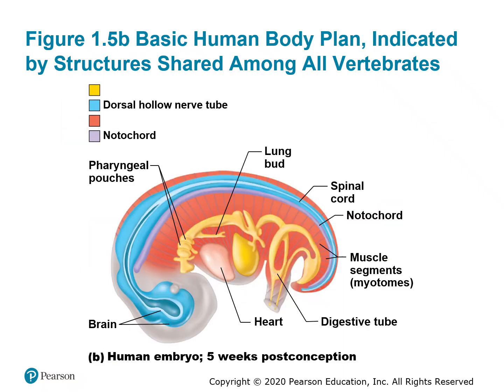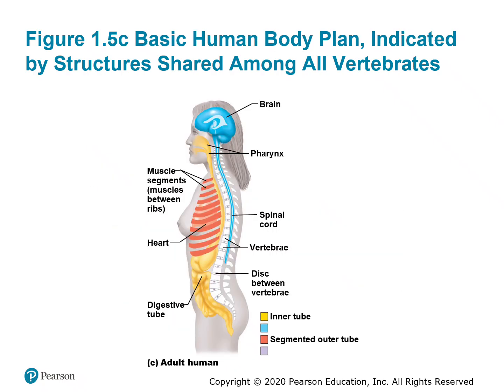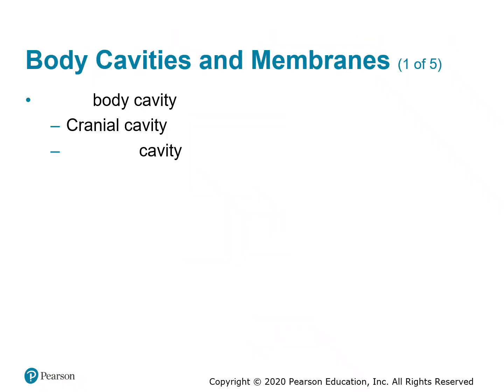A human embryo, again, that same tube within a tube kind of setup. There it is again. As you grow, the tube within a tube grows with you. But because there are tubes within tubes, there are cavities.